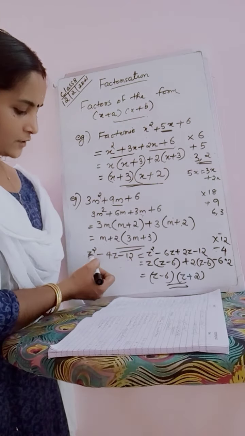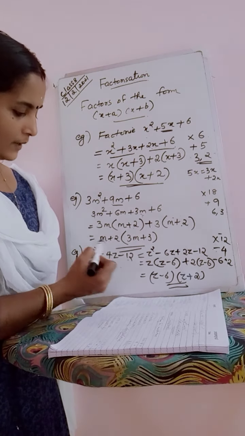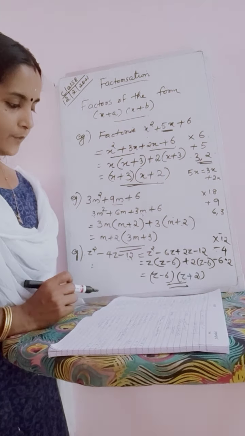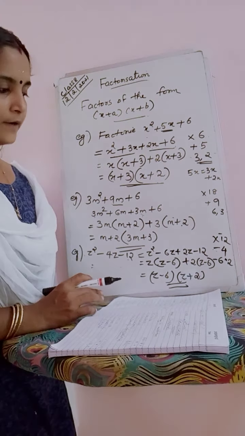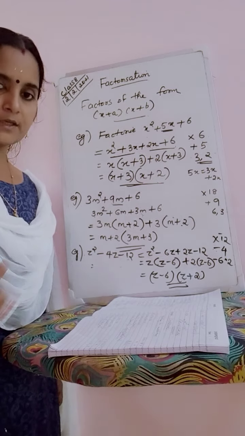Given algebraic expression z square minus 4z minus 12. Hope you understood all the problems. This is the first part of this chapter. All of you watch this video and write these notes also. Okay, thank you.